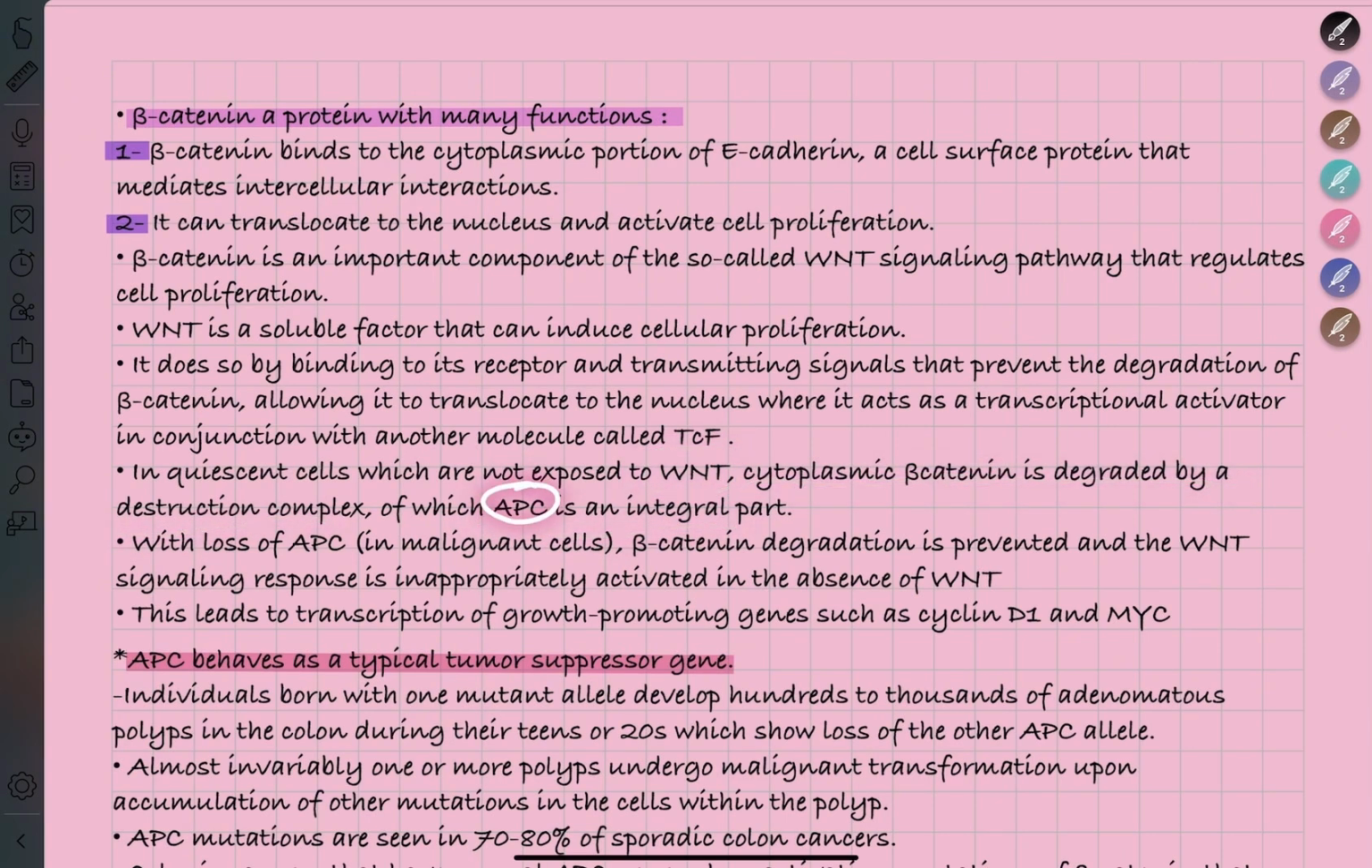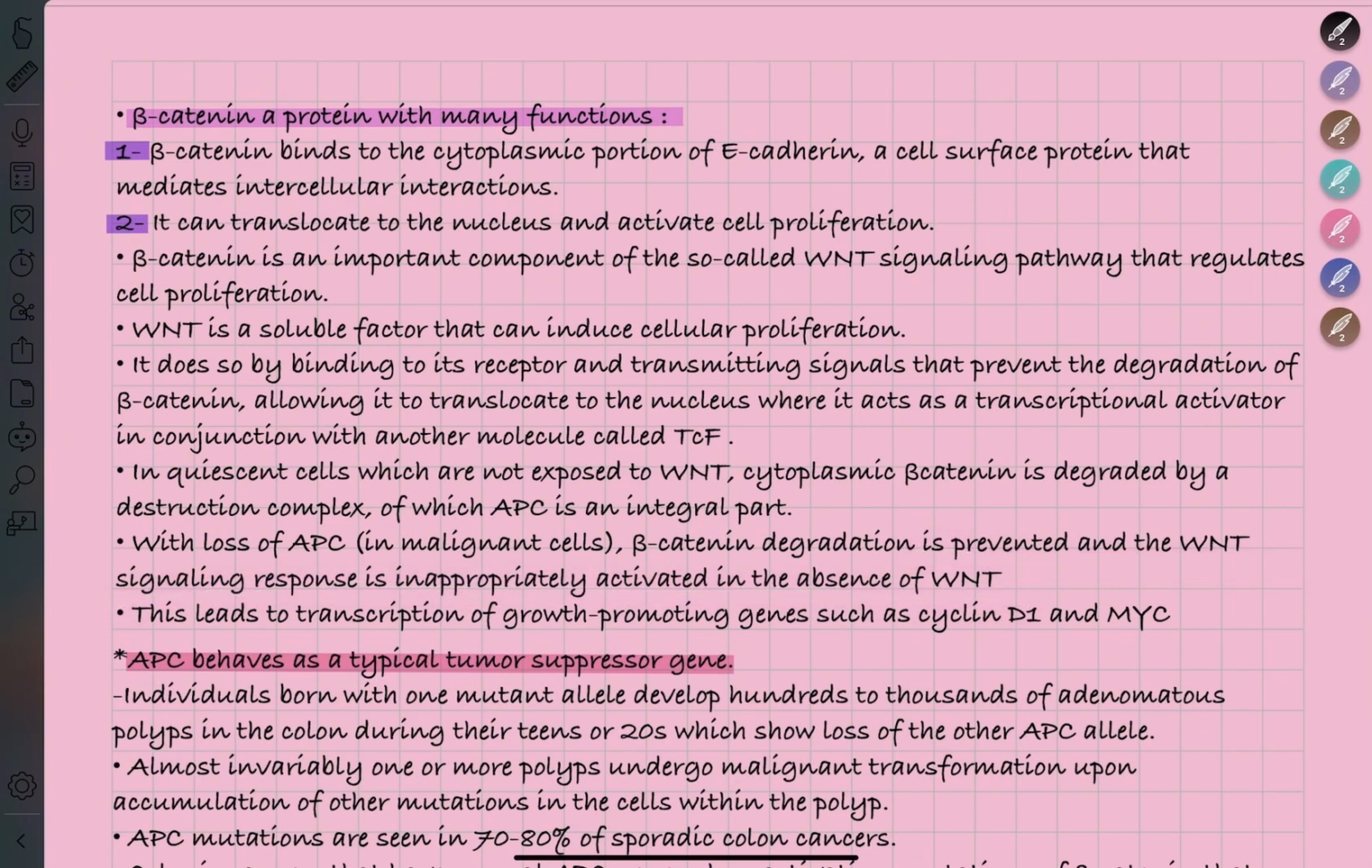What if APC is lost? If APC is lost, there is beta-catenin present in the cytoplasm. It will translocate to the nucleus, and it will cause proliferation even to a quiescent cell, apparently, okay? So beta-catenin degradation is prevented in the WNT signaling in a malignant cell. It's prevented, and the WNT signaling response is inappropriately activated in the absence of WNT itself.